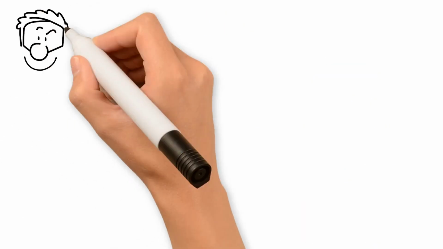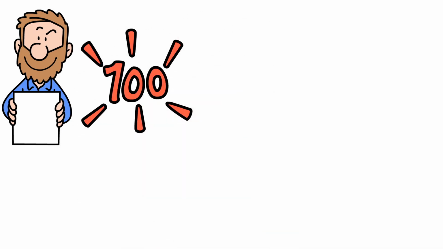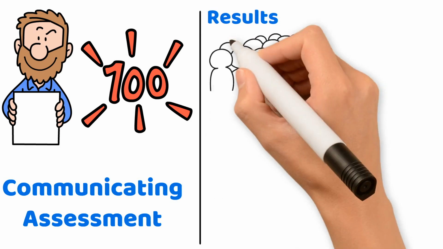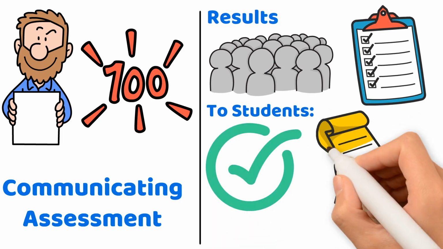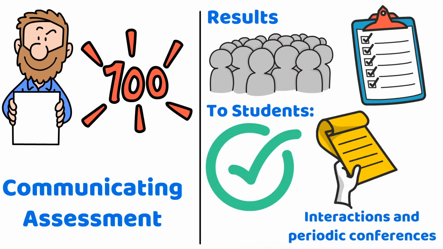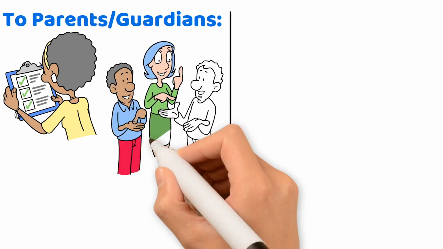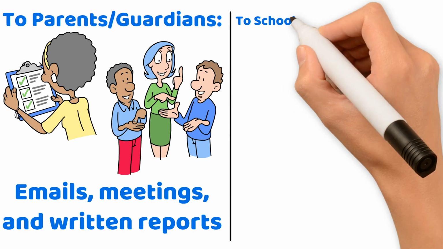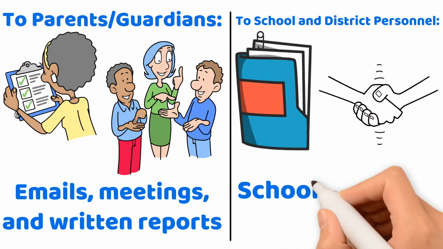It's highly likely that on your teacher certification exam, you will be asked how to effectively and appropriately communicate assessment results. So let's talk about the different people we share these results with. To students: provide clear, specific feedback based on standards through daily interactions and periodic conferences. To parents and guardians: share detailed updates on progress and areas for improvement through various communication methods like emails, meetings, and written reports. To school and district personnel: ensure systematic reporting of progress and assessment results to support school-wide and district-wide planning and support.